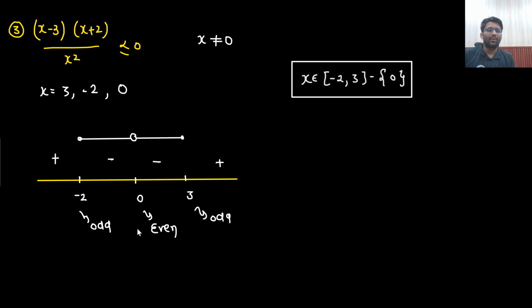Put in any point and you can check the answer. Put x equals 2, you check the answer, it will be less than 0 only. Put x equals minus 1, you check the answer, it will be less than 0 only. And put x equals 4, you will get to know that it is greater than 0. So this is how we need to solve. Very simple thing, very simple process.